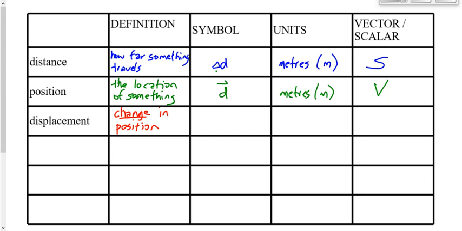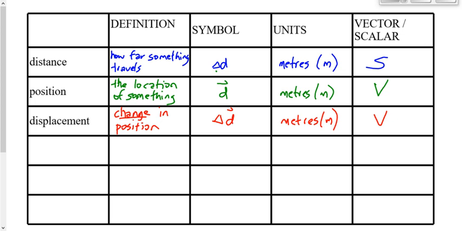Is displacement a vector or a scalar? It's a vector, because position is a vector, so displacement, the change in position, has to be a vector. What do you think the symbol for displacement would be? Delta. Good. Look, it's change in position. Here's position, here's change. So my displacement would be delta D. And the units, of course, are going to be meters, or at least those are the standard units.